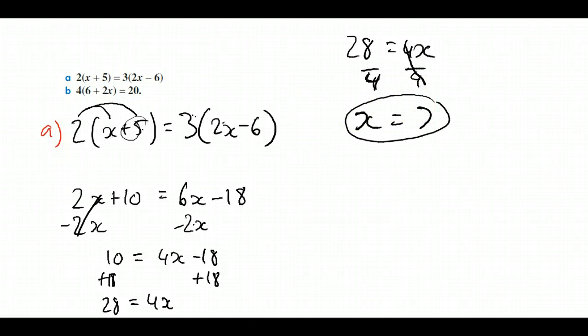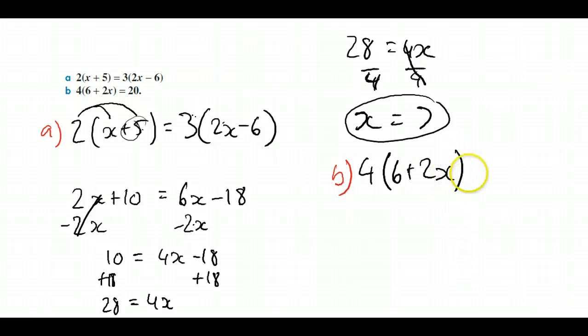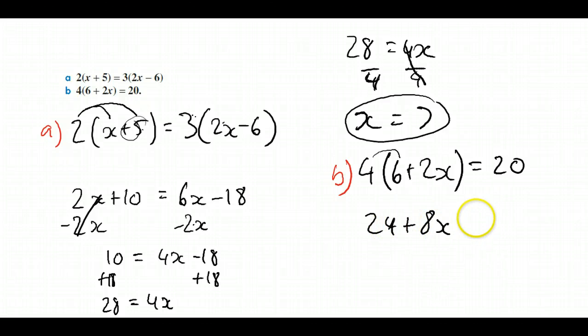Okay, for the other one, we've got 4 brackets 6 plus 2x, and then equals 20. Again, let's expand the bracket out. Let's get rid of the brackets. 4 times 6 is 24. 4 times 2x is 8x. And that all equals 20.